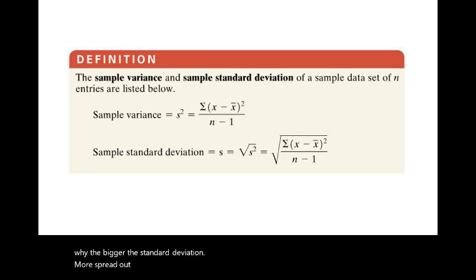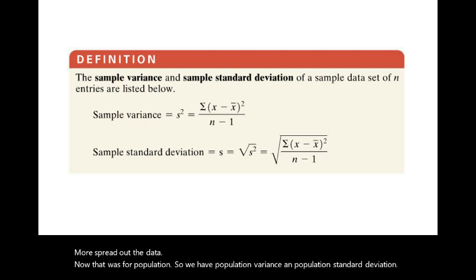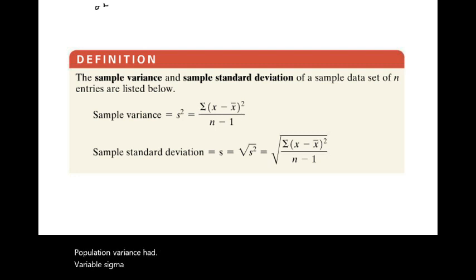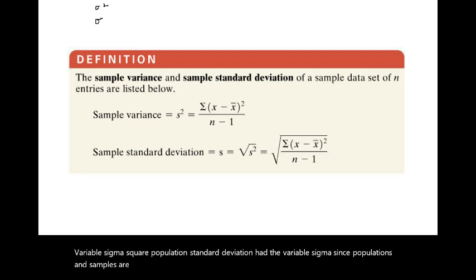Now, that was for population. So we have population variance and population standard deviation. Population variance had the variable sigma squared. Population standard deviation had the variable sigma. Since populations and samples are different, not only do sample variance and sample standard deviation have different formulas, they also have different variables to represent them.